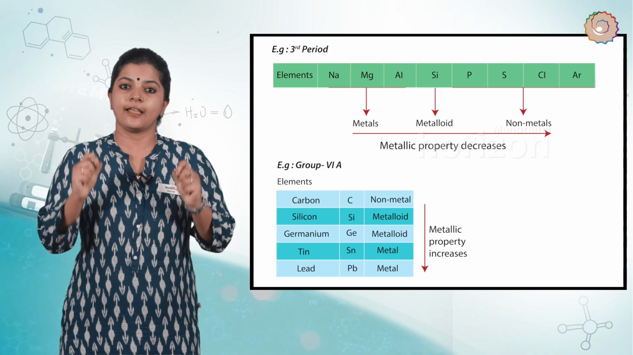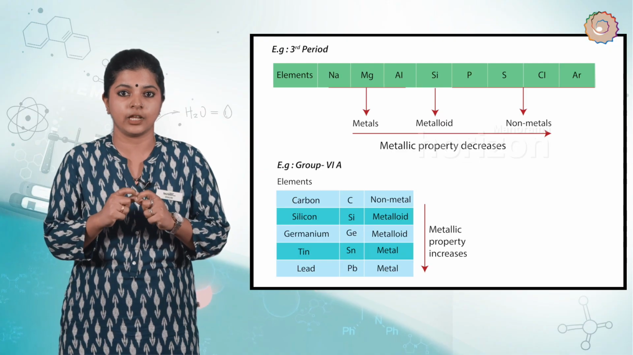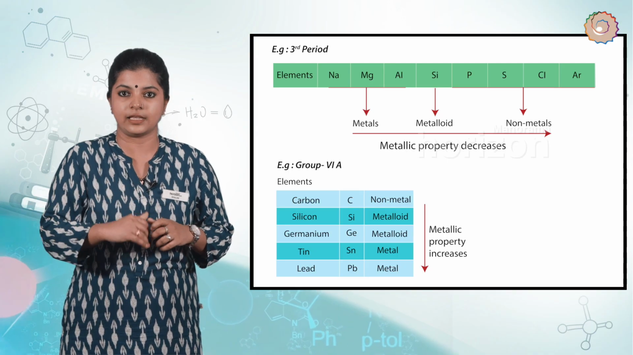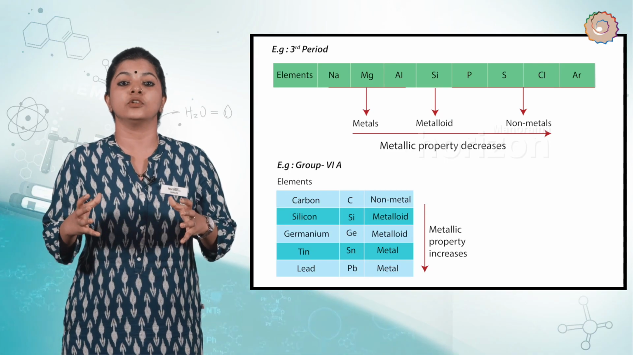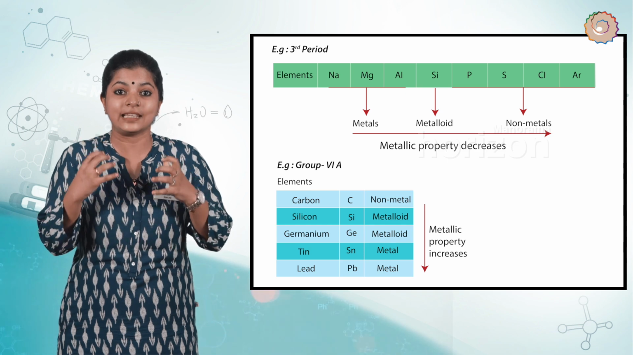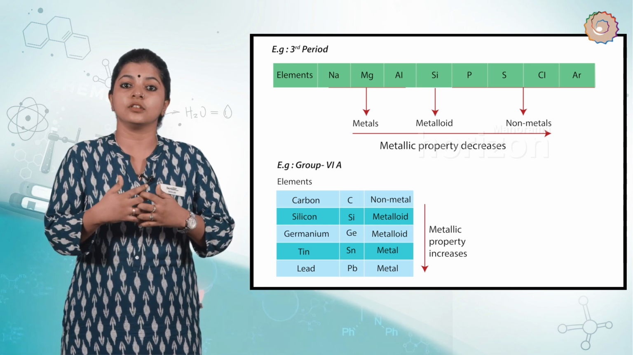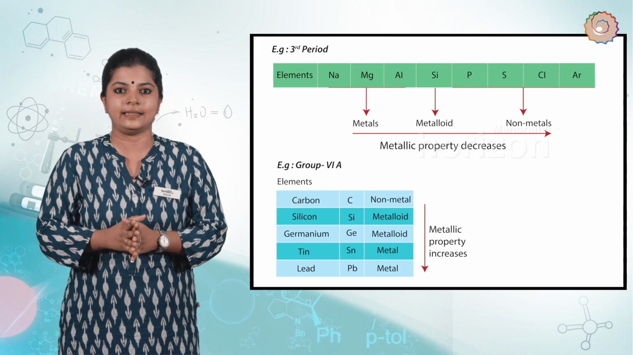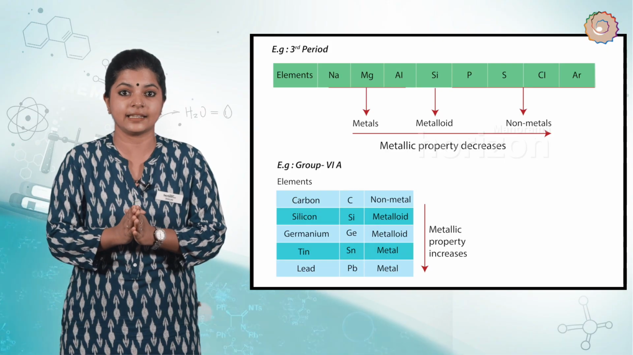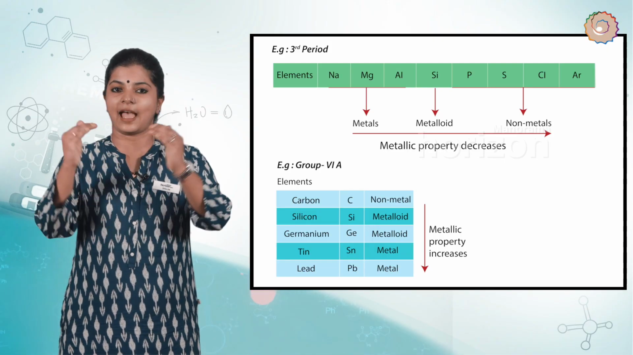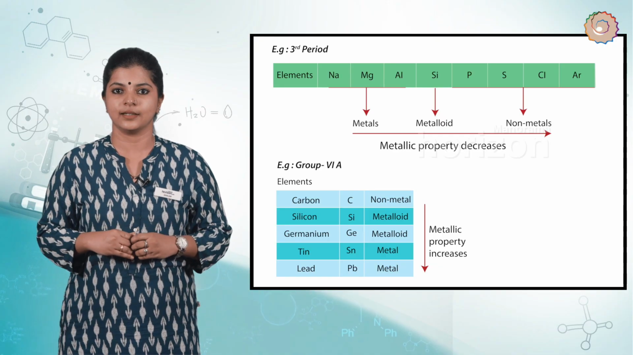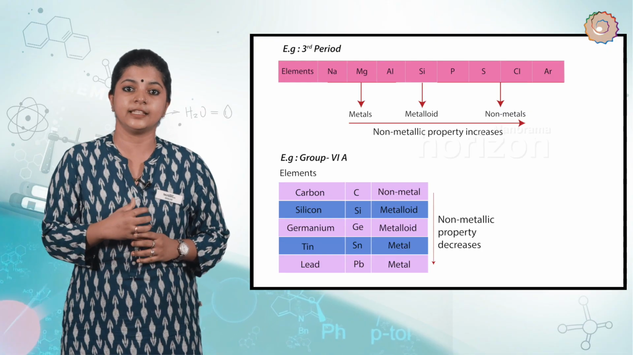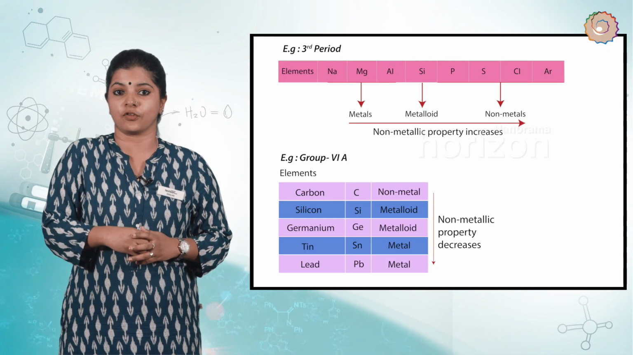Metals tend to lose electrons while forming bonds, that is, they are said to be electropositive in nature. As the effective nuclear charge acting on the valence shell electrons increases across a period, the tendency to lose electrons will decrease. Down the group, the effective nuclear charge experienced by valence electrons is decreasing because the outermost electrons are farther away from the nucleus. Therefore, these can be lost easily. Hence, metallic character decreases across a period and increases down the group. So, what about non-metals? Non-metals, on the other hand, are electronegative. They tend to form bonds by gaining electrons.